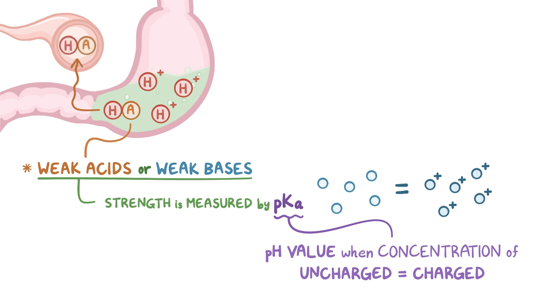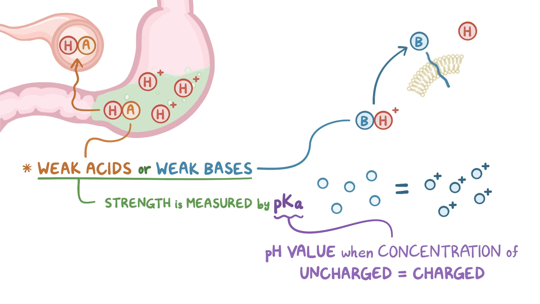On the flip side, if the charged form of a weak base, BH+, is placed into an alkaline environment with a higher pH and a lack of hydrogen ions, it's going to give up its own hydrogen ion and become an uncharged B. It can then pass through the cell membrane just like HA.